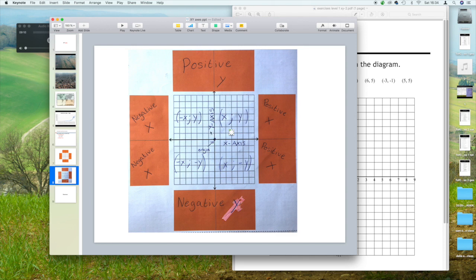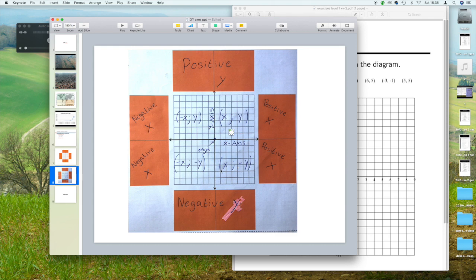Now, if it's on the left side, it means that the y are still positive, but the x, because we're on the left side, will be negative. And as you can see, when you're in this quadrant, the value is going to be minus x because we're on the left side of the x-axis, and because we're down, the y will also be negative. For the fourth quadrant, x will be positive because we're facing the right side of the x-axis, and because we're down, the y is going to be negative.